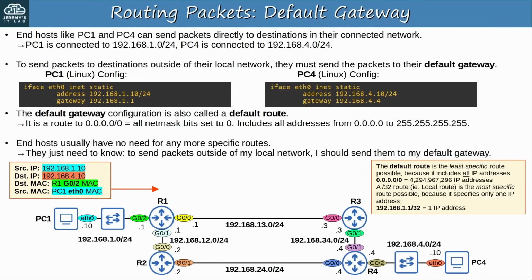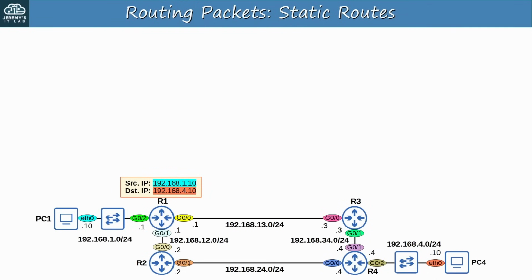Now, how does it know R1G0/2's MAC address? To learn it, PC1 will first send an ARP request to 192.168.1.1, R1G0/2's IP address. I will show this part of the process in more detail in the next part of the course, called Life of a Packet. To keep things a bit simpler in this video, let's just assume each device already knows its neighbor's MAC addresses. I won't show all of the ARP exchanges. So, PC1 sent that frame to its default gateway, R1.